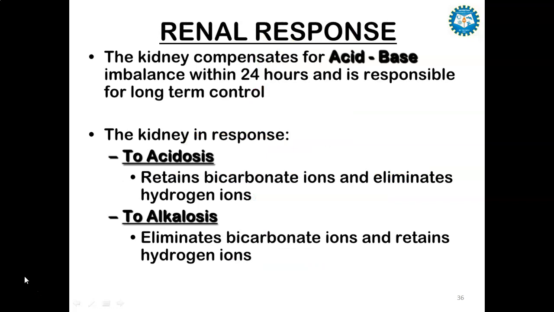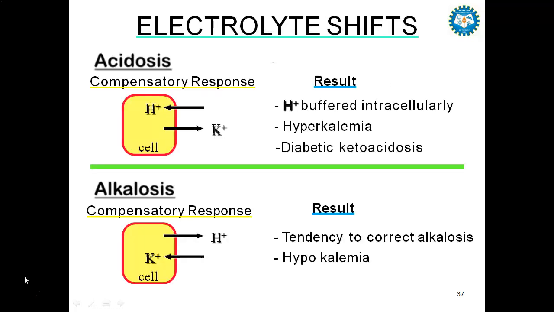Renal response. The kidney compensates for acid-base imbalance within 24 hours and is responsible for long-term control. In response to acidosis, it retains bicarbonate ion and eliminates hydrogen ion. In response to alkalosis, it eliminates bicarbonate ion and retains hydrogen ion. And electrolyte shift, where the compensatory response is with the buffer solution, such as hyperkalemia in diabetic ketoacidosis, and for alkalosis, there is a tendency to correct alkalosis by hypokalemia. So that is the hydrogen and potassium shift.